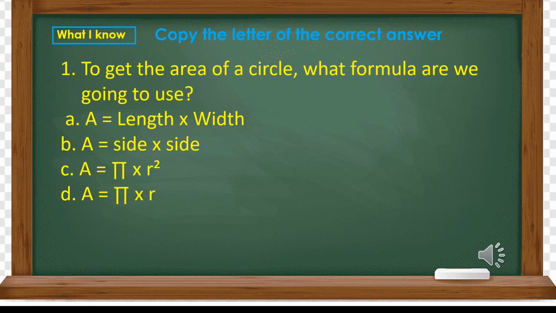A. Area is equal to length times the width. B. Area is equal to side times side. C. Area is equal to pi times radius squared. D. Area is equal to pi times radius.